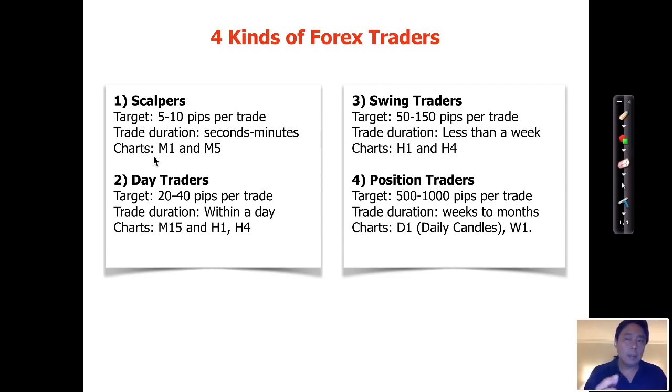So they buy, boom, they sell, all right? And they just target 5 to 10 pips, they're out of the trade. And they look at 1-minute and 5-minute candles, all right? So again, you've got successful traders in all four categories.